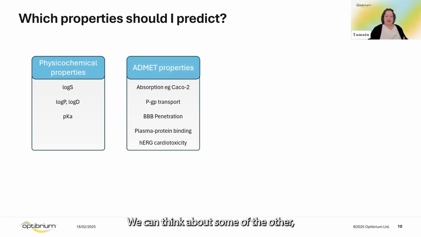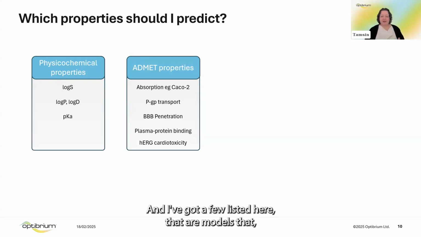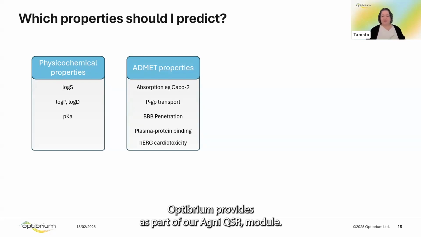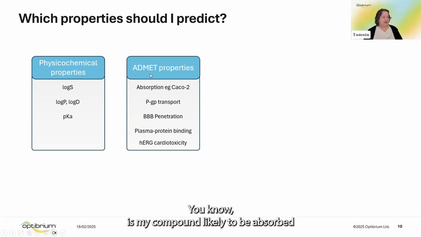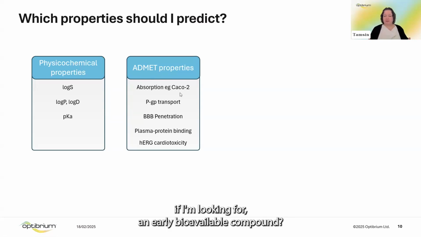We can think about some of the other ADME properties: absorption, distribution, metabolism, excretion, toxicity as well. And I've got a few listed here that are models that Optibrium provides as part of our ADME QSAR module. And these are all things that are important to consider during your project. Is my compound likely to be absorbed? If I'm looking for an orally bioavailable compound, this can be particularly important.